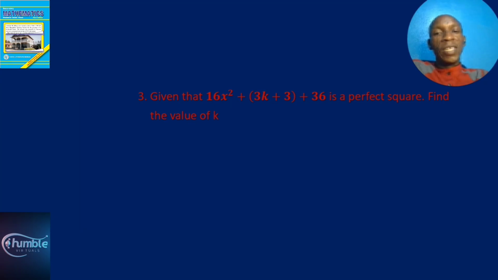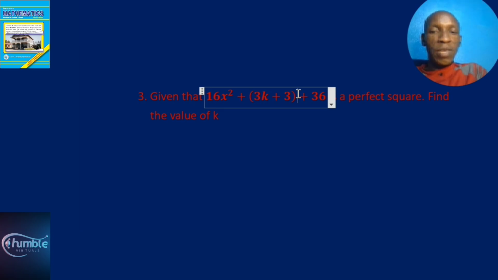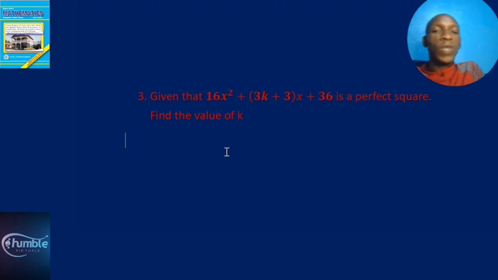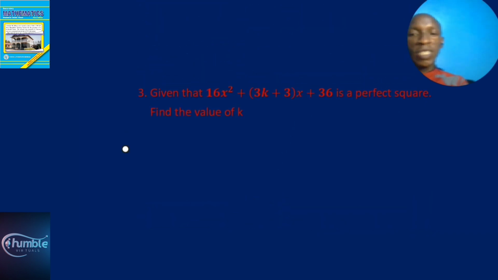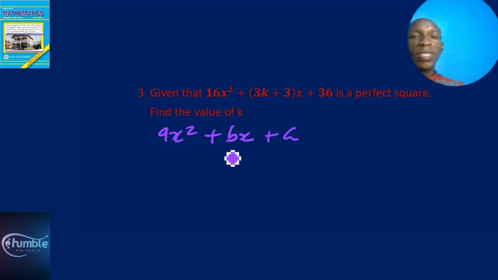Like in this case, we are told that 16x squared plus (3k plus 3) plus 36 is a perfect square. I think there is something missing in this. It should be 3k plus 3 times x, then plus 36 is a perfect square. So in this case, you need to know the correct format of a quadratic expression. The correct format of a quadratic expression is ax squared plus bx plus c. Now, if you look at this quadratic expression, our a is 16, b is 3k plus 3, and c is 36.